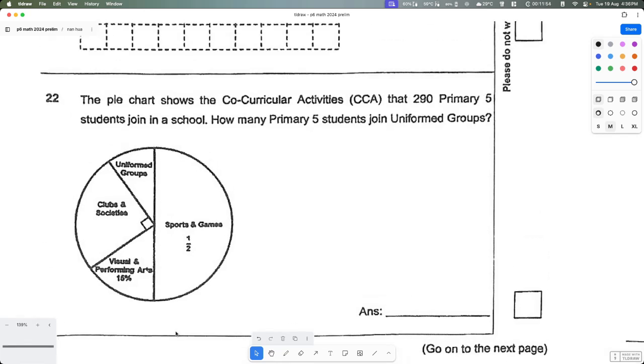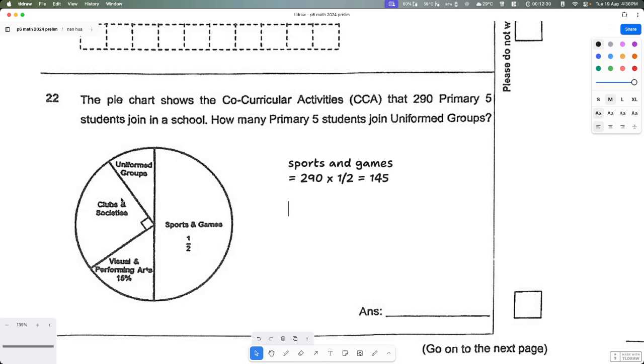Question 22. So the pie chart shows the co-curricular activity (CCA) that 290 primary 5 students joined the school. How many joined the uniform groups? Okay, so we know that sports and games is half. Okay, so let's pull out sports and games is equal to 290 times half, right? Is equal to 145.